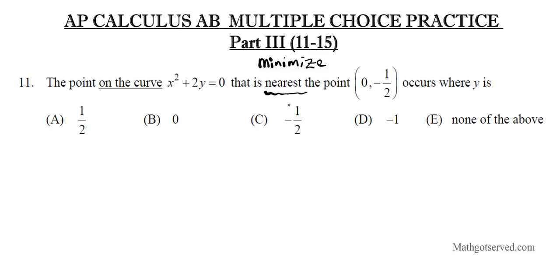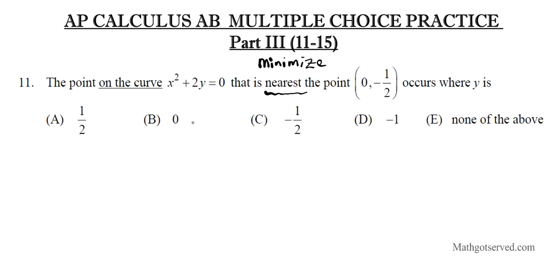So what we're going to be doing is minimizing the distance from this graph to this point. We want to look for a model that basically models the distance from this curve to this point. And then we're going to minimize it, and then we can use the extrema check to see what yields the smallest distance, or the nearest distance, from the graph to the point.